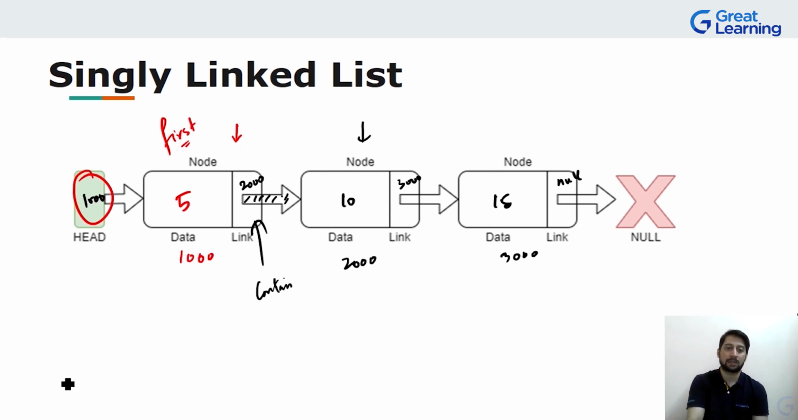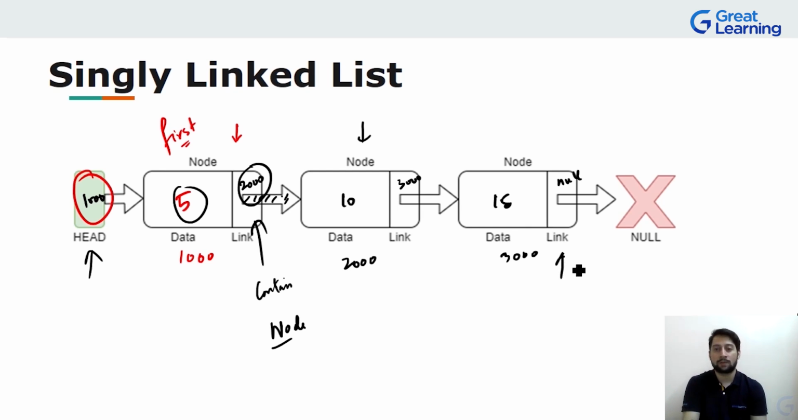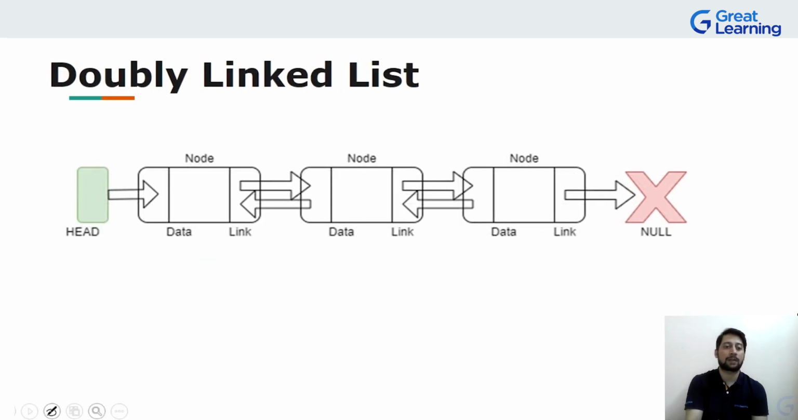So you have this data part and you have this address part. These two parts will always be there when you're talking about a singly linked list node structure. Also, this pointer that is pointing to the first node is the head pointer, and your last node will always contain null in the next part. So this is how your singly linked list looks. Now let's talk about doubly linked list.